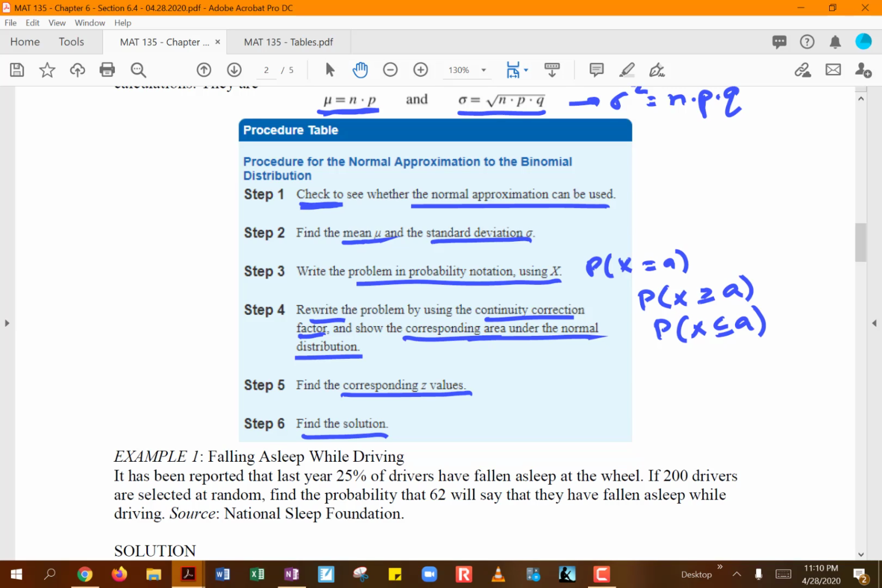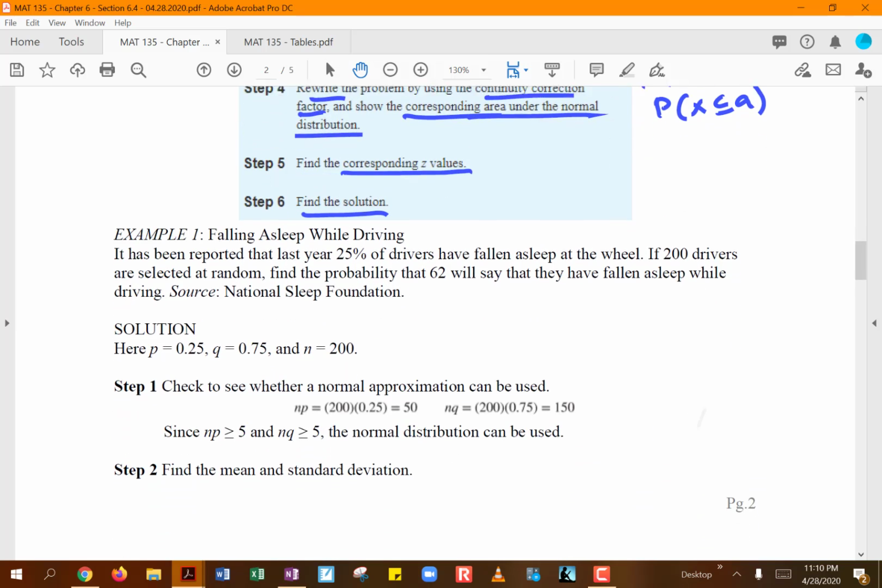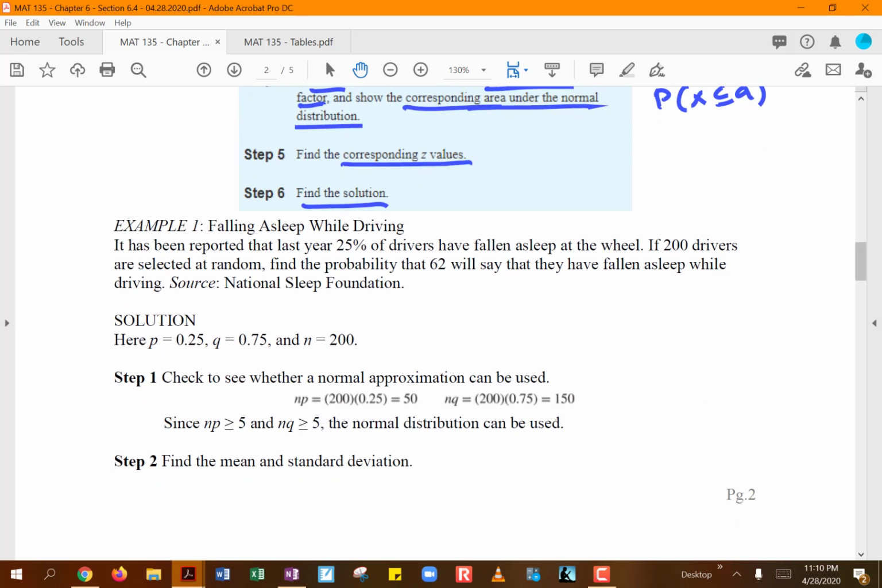Okay, so let's take a look at this first example over here. They're telling us it has been reported that last year 25% of the drivers have fallen asleep at the wheel. If 200 drivers are selected at random, find the probability that 62 will say that they have fallen asleep while driving.